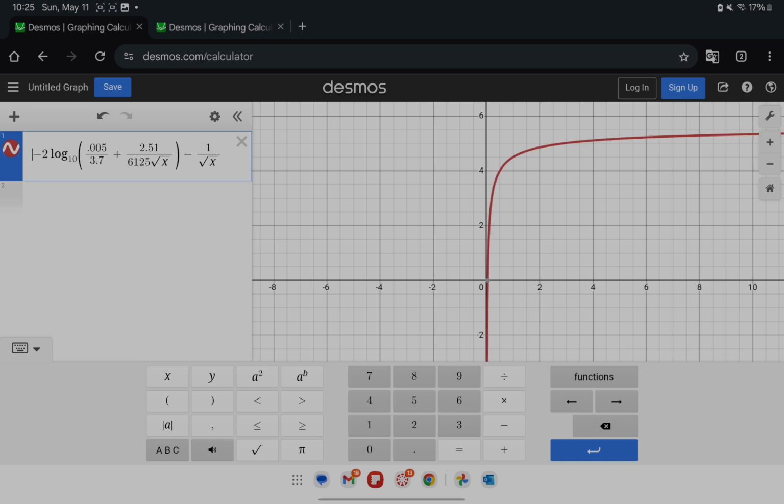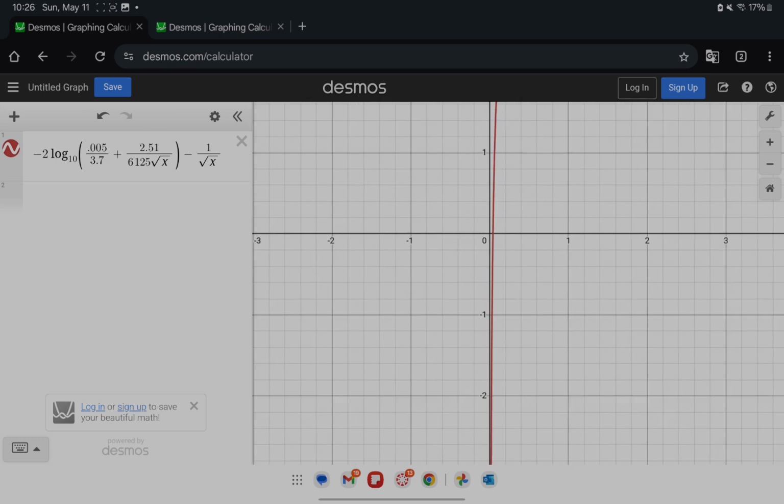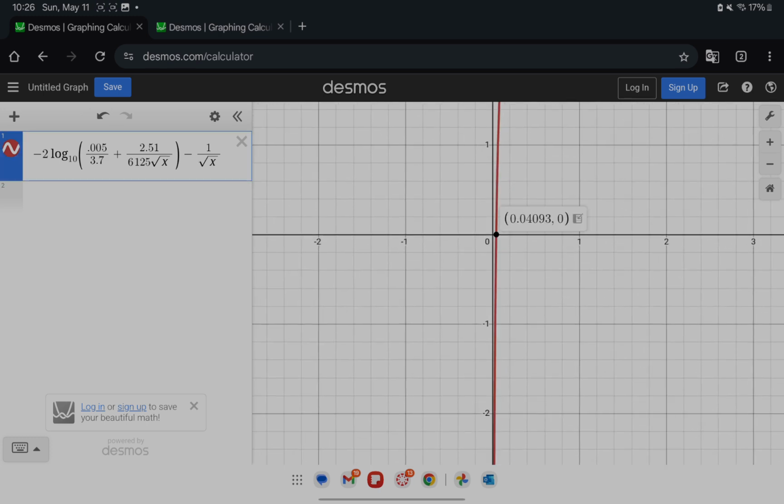Oops. Yeah, sorry, 0 equals. But in Desmos, you don't need to do that. On your graphing calculator, obviously you do. And Desmos is really nice, especially for homework, because it gives you an automatic zero finder.